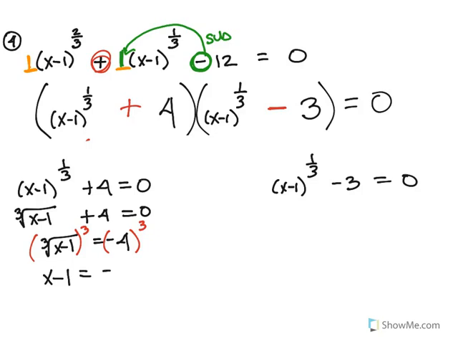Which is negative 64. Last step to get x by itself. Basic equation. What you going to do? Add 1. So x equals negative 63. That's one answer. Do you see that?